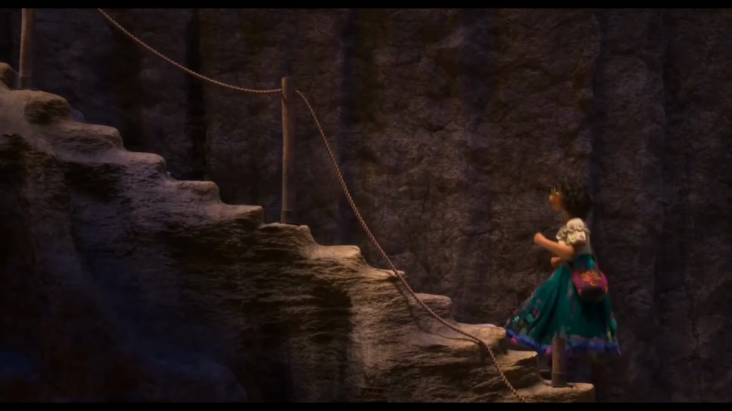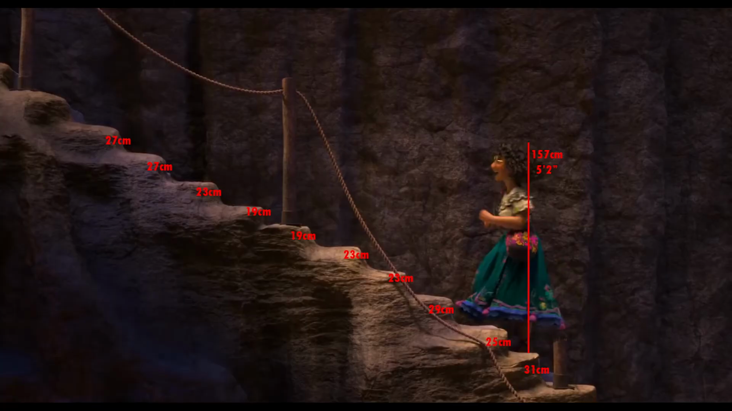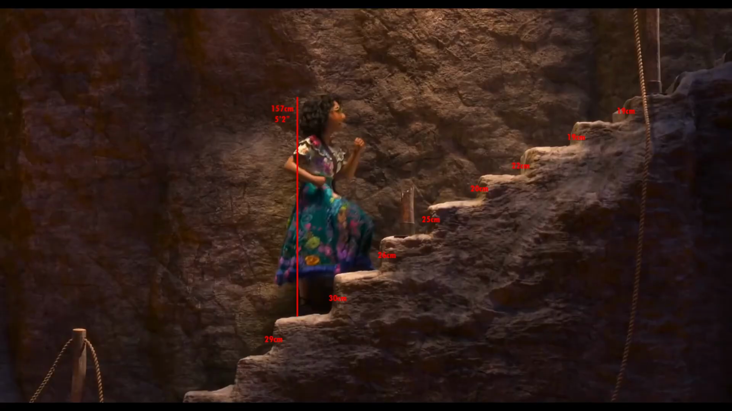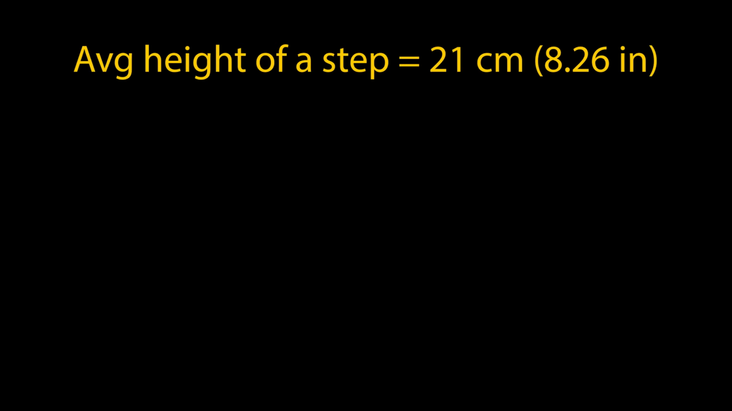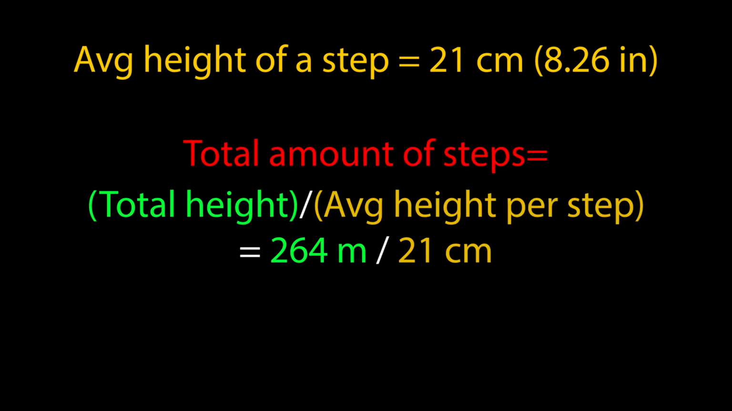The movie gives us this perfect side view shot in which we can compare Mirabel's height to the height of the steps. Using these two shots as a sample, we find that the average height of a single step is 21 centimeters. The total height divided by the height per step gives us 1,257 steps to reach the top.